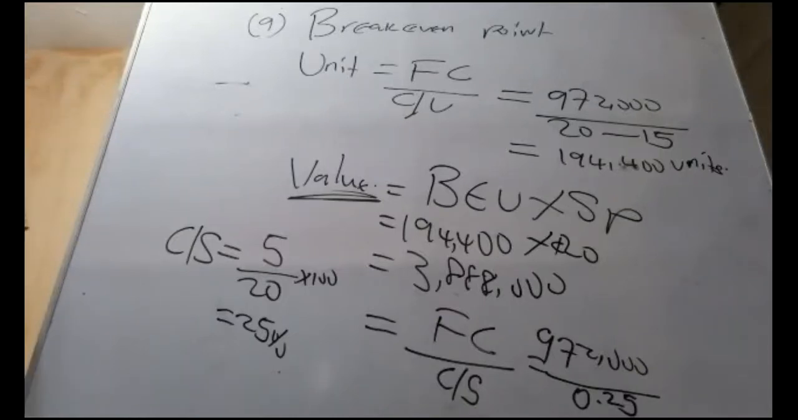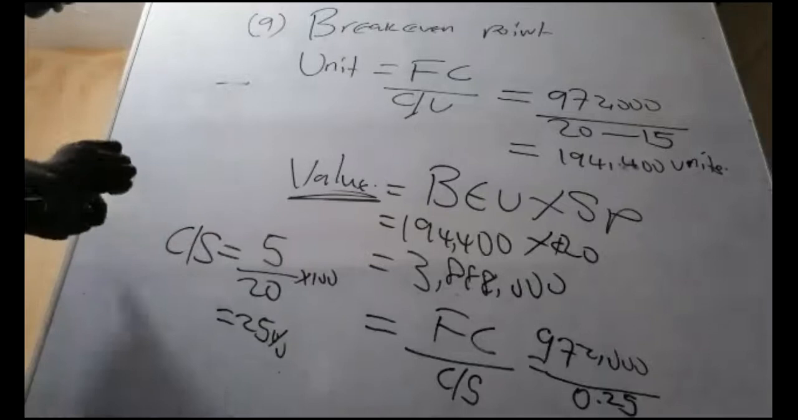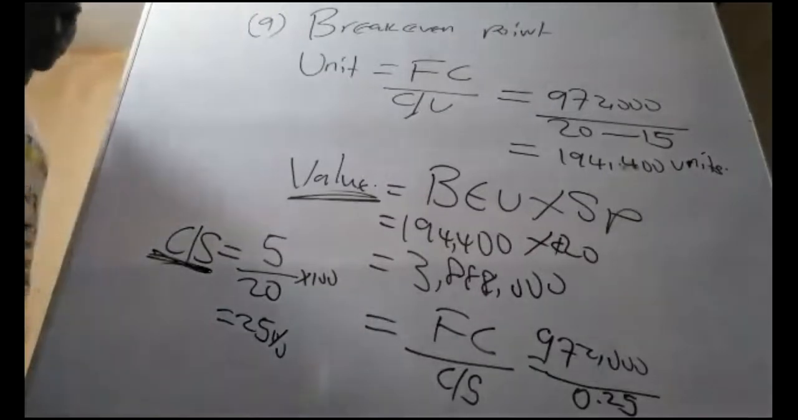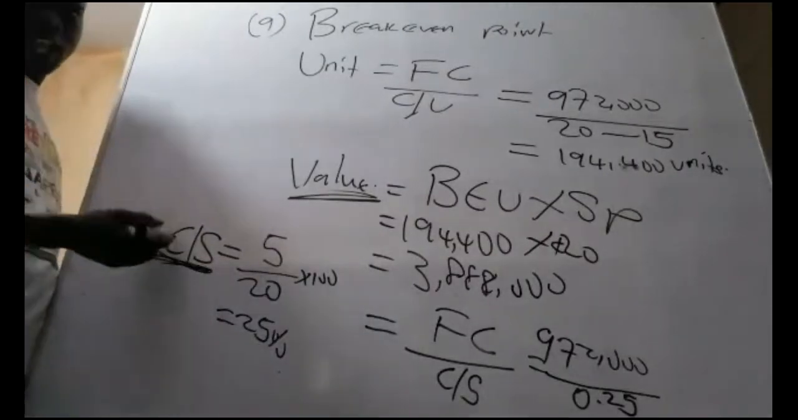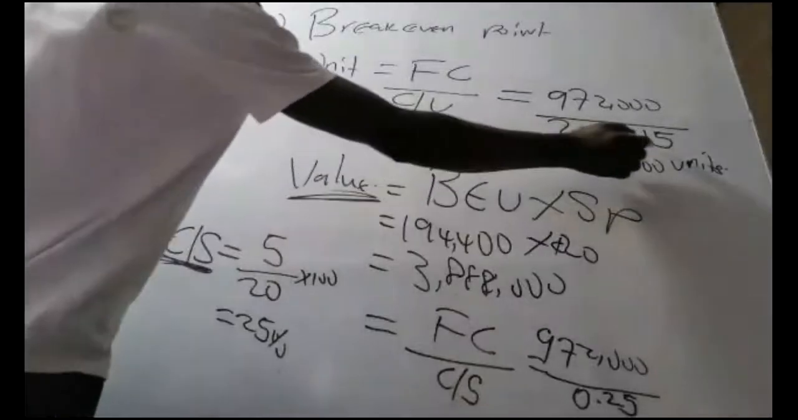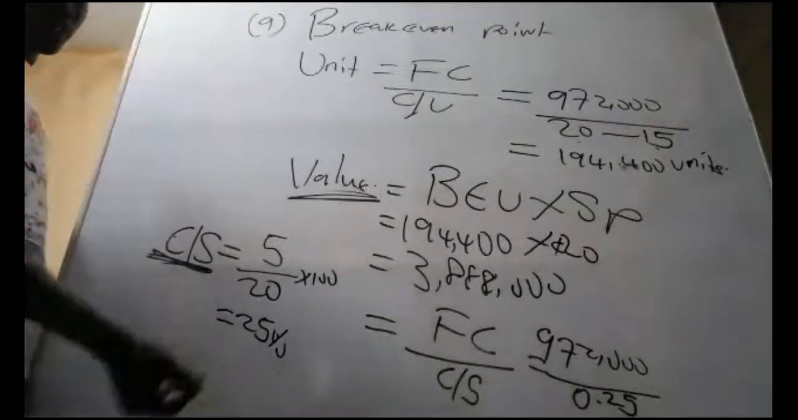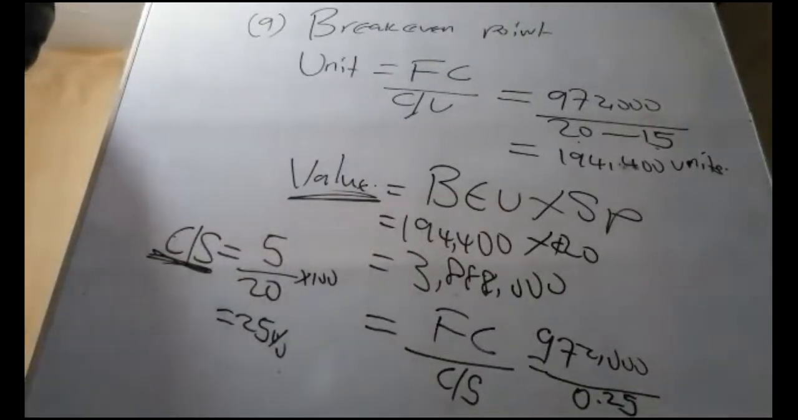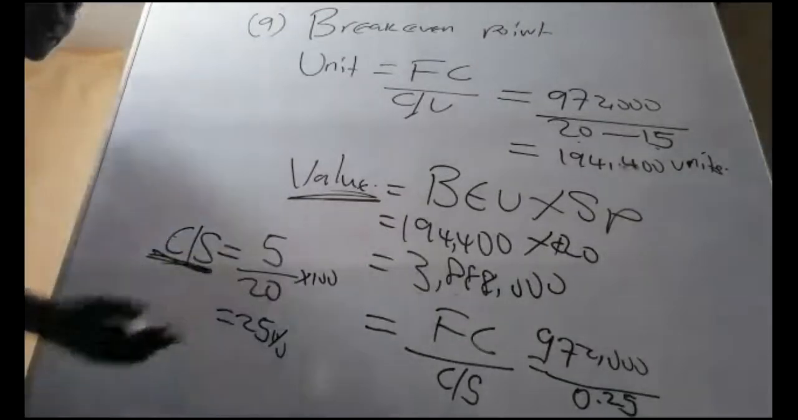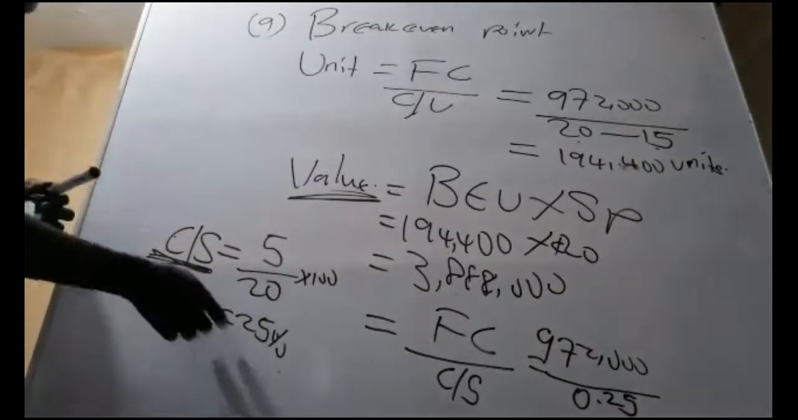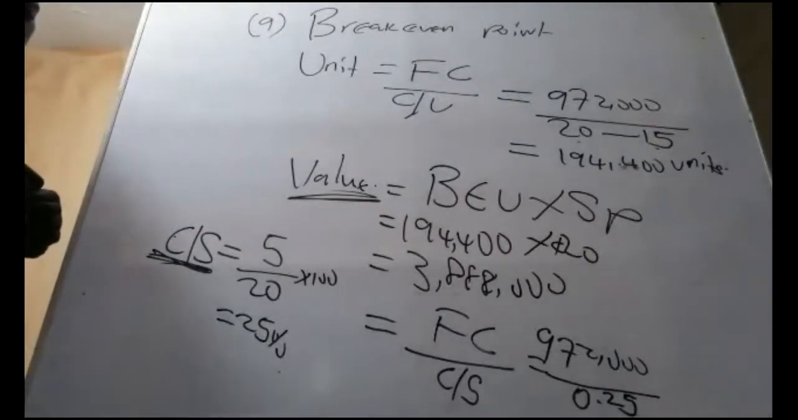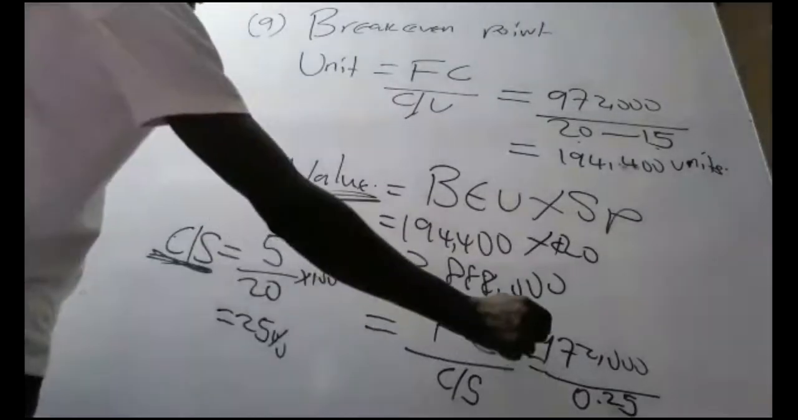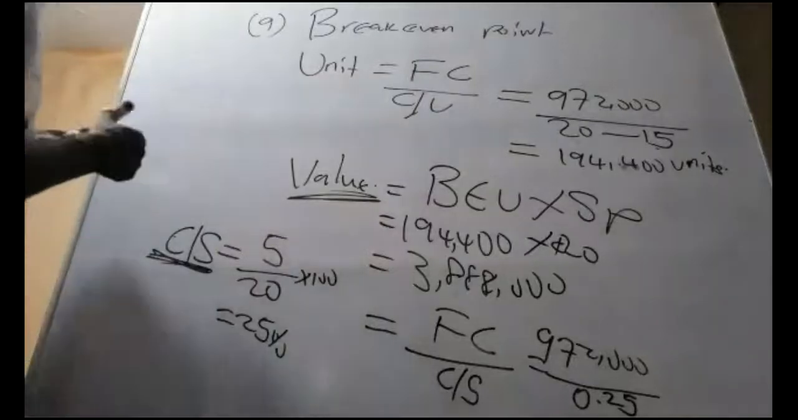Okay, the CS ratio, contribution to sales ratio, is the contribution divided by sales. How do you get the contribution? Contribution is the selling price less the variable cost, which is 20 minus 15, divided by the sales. Sales is 20 times 100, and that will give us 25%. So when you get the 25%, then you divide the fixed cost by it. It will give you the exact sales revenue.